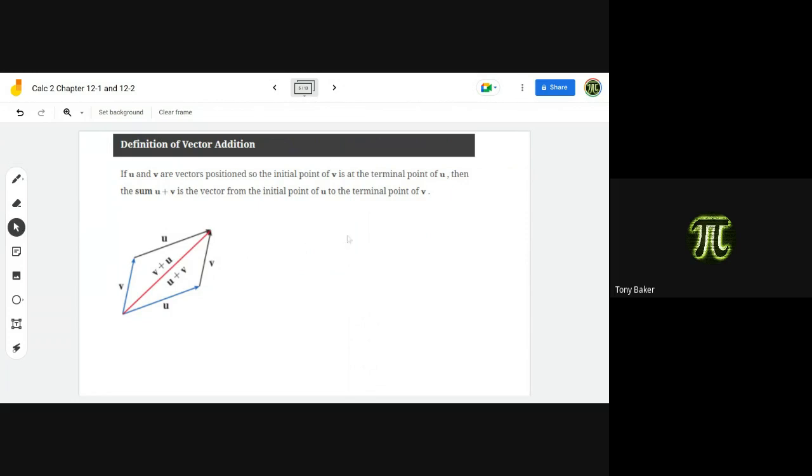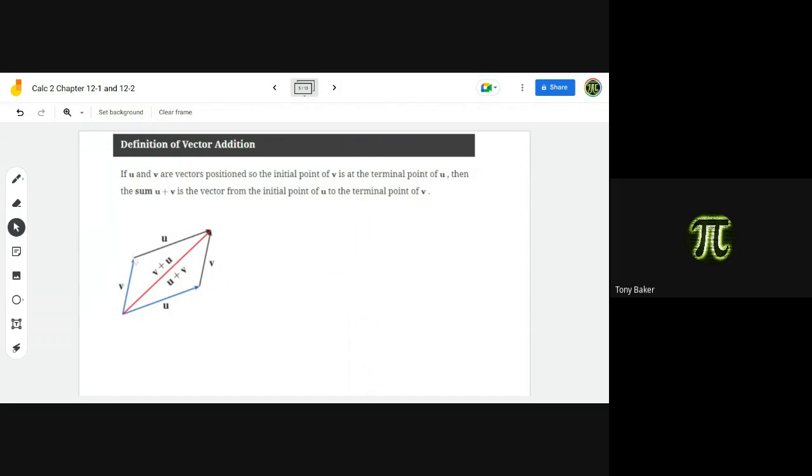Adding vectors. When we're adding vectors, you are going to basically add the components of it. But it actually does not matter the direction you go, because addition is commutative. It goes either direction. So no matter which way we want to add the vectors, you can do u plus v or v plus u.